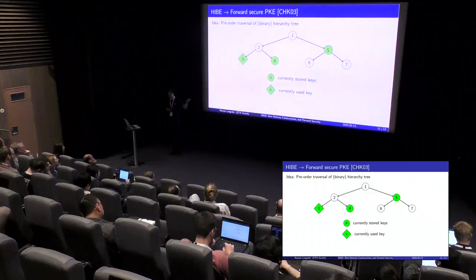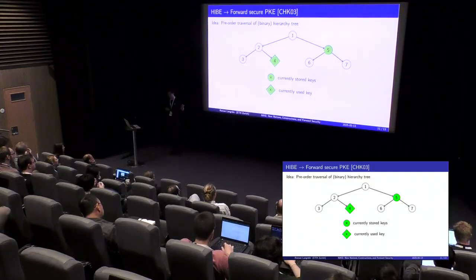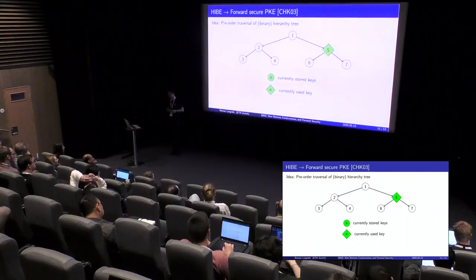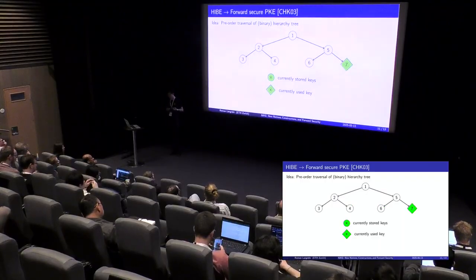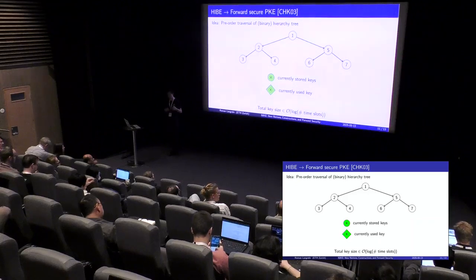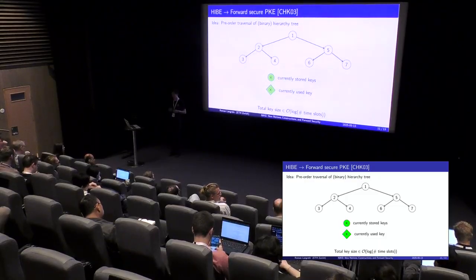And when we hit the leaf node and we want to update, we just delete that node. So for 3, we can delete it and just start using the key for time slot 4. Next update again, we will just delete that node and start using the one for 5. And here we have to again delegate once, and yeah, I hope you get the idea. And yeah, this construction only needs as total key size the logarithm of the number of time slots. So in particular, you can use this with an exponential number of time slots.